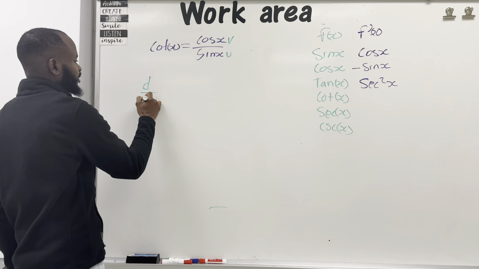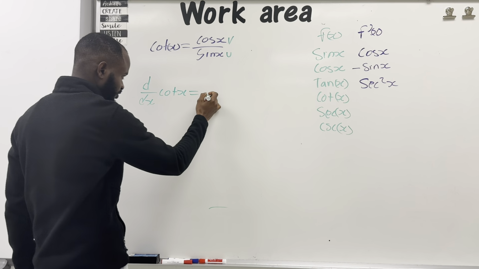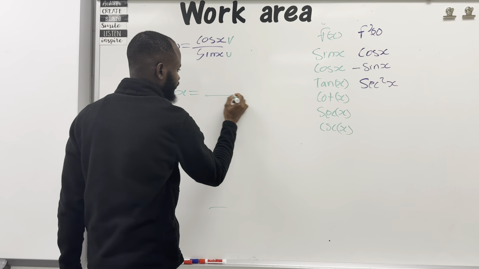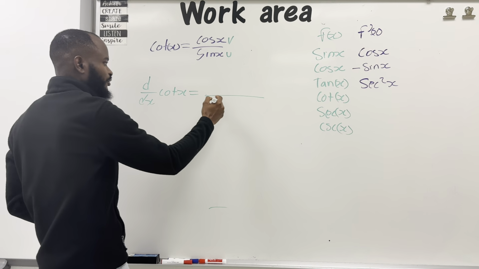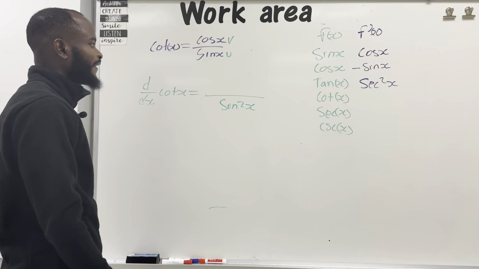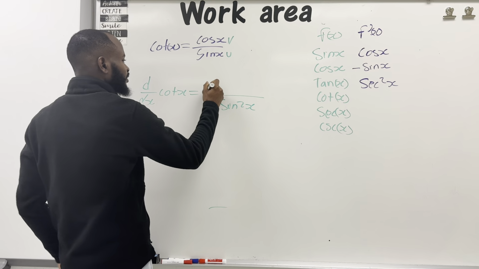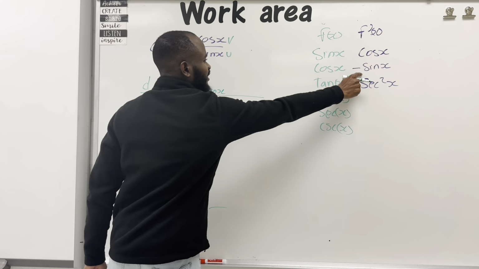So d by dx of cot x is equal to, I'm just going to draw the line just the same, because we're going to just take the derivative of that right away. So we square the denominator, that's sine squared of x, right? And we're going to keep u, that's sine of x, and we're going to differentiate v, cosine of x, that's negative sine of x.